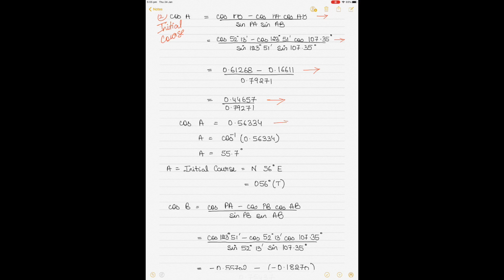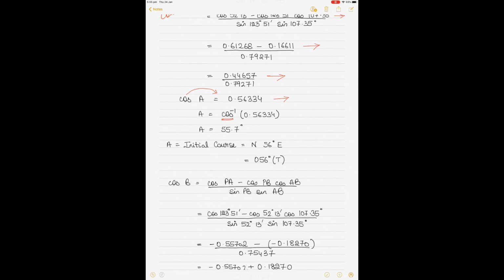But as soon as you get cos A equals 0.56334, take cos to the other side, it becomes the cos inverse, and what you should be getting is A equals 55.7 degrees. Because it's a course, I don't want to have it in decimals. I will round it off to the next figure because it's more than 0.5, so this becomes 56 degrees. And how do I get my northeast?